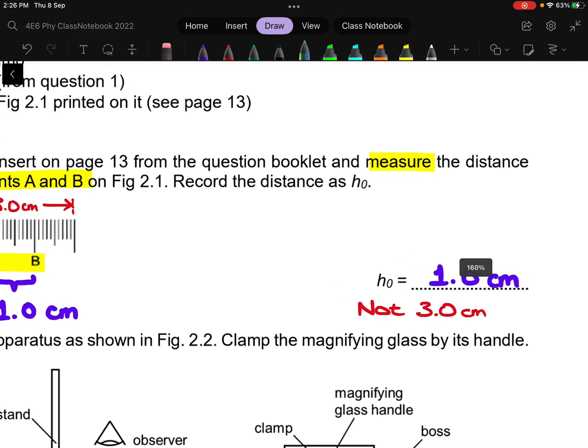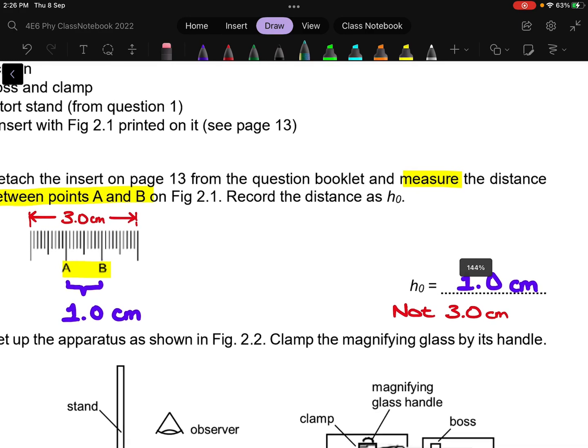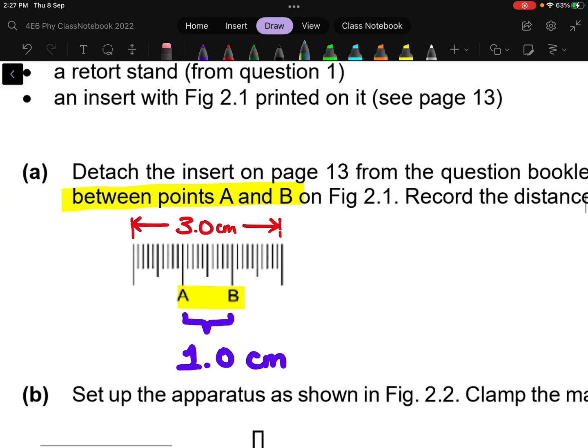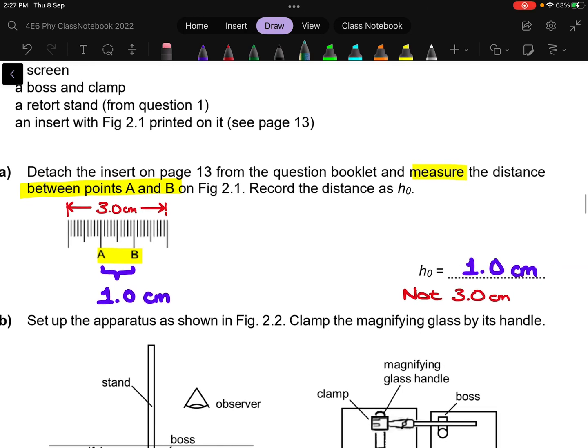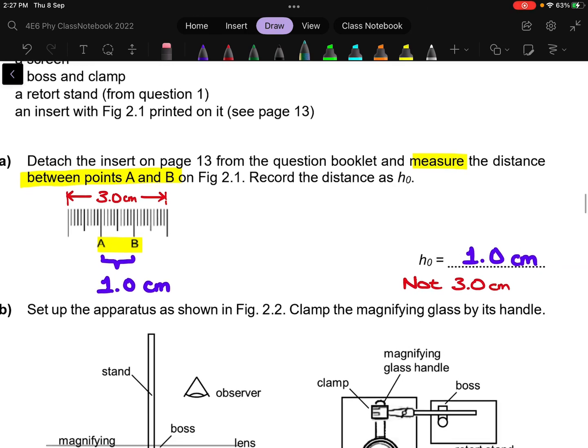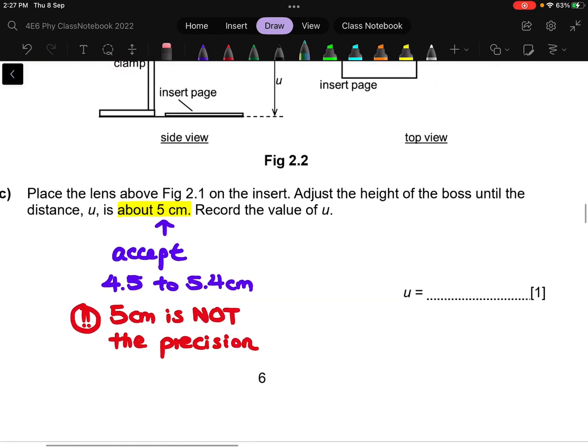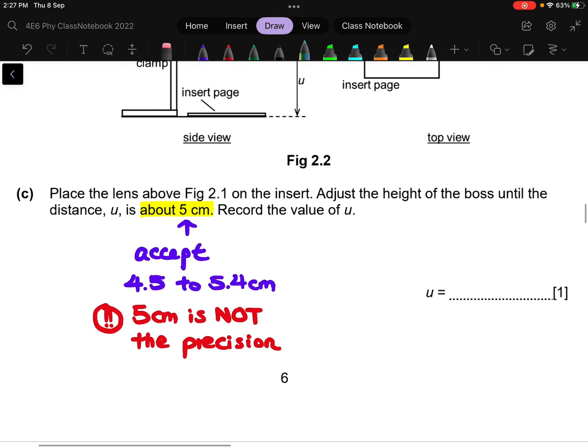Anyway, in question 2a, for those of you who got a very weird H0 value like 3 cm, that's because you didn't read the question properly. I only want the distance between A and B, and you should give me a value that is like 1 cm. I have checked this many times, cannot be wrong. It's 1 cm.